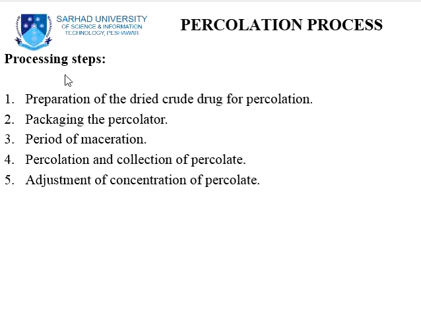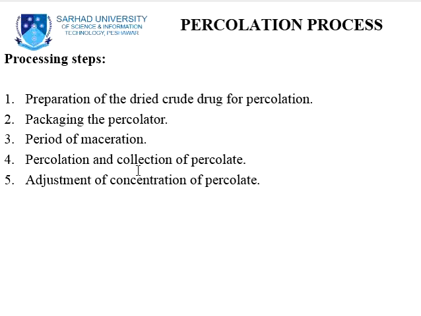So in this slide, I'll give the details of the processing steps or the procedure. The first and most important one is the preparation of the dry crude drug for the percolation, that is powdering and moistening. Number two, the packing of the percolator, which means that the crude drug is packed in organized form inside the percolator. Number three, the period of maceration, which means the time of soaking in a menstruum.